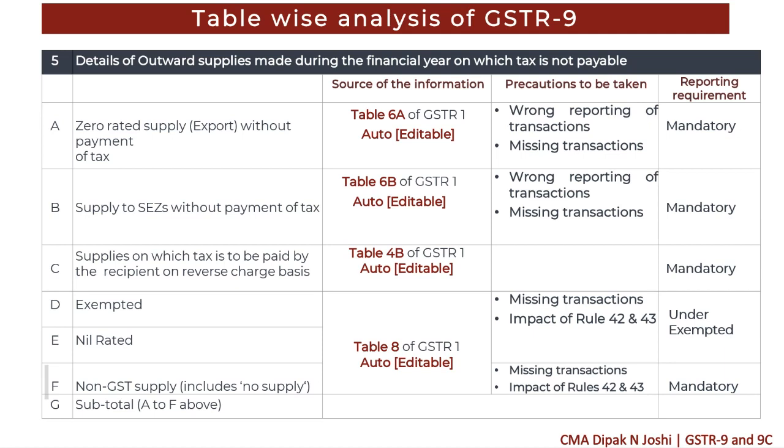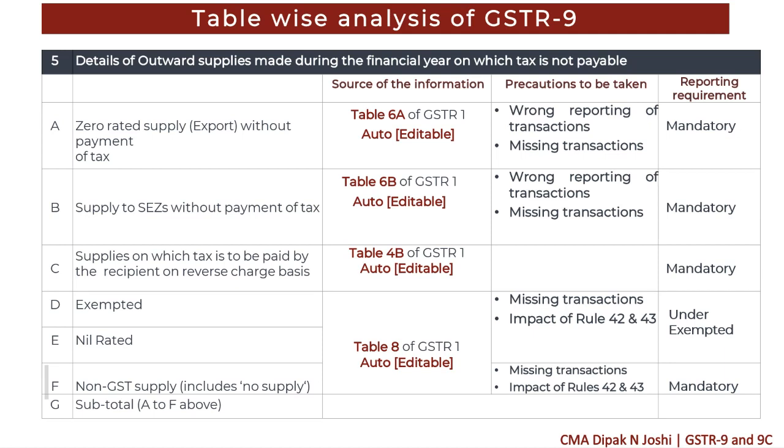In case of a missing transaction, again the same criteria is applicable. If you have missed reporting any zero rated supply in GSTR 1, in that case, you can report such a transaction in table 5A, provided that if your turnover is more than 5 crores, you have reported such a transaction on the e-invoicing portal to avoid the general penalty for non-preparation of e-invoice.